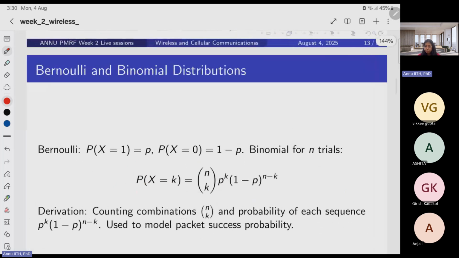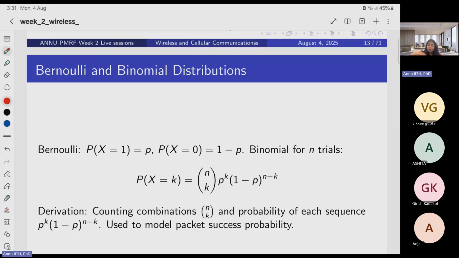There are different types of random variable distributions. If you have Bernoulli, then P(X=1) equals p, and P(X=0) equals 1 minus p. Bernoulli means two events are there. Either one event happens in one experiment, with probability p, or the other happens with probability 1 minus p, that is, X equals 0. If we can keep the random variable in two values, that is called Bernoulli.